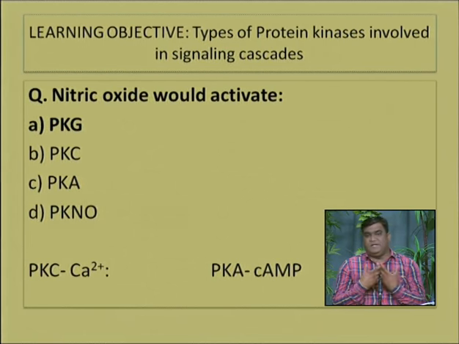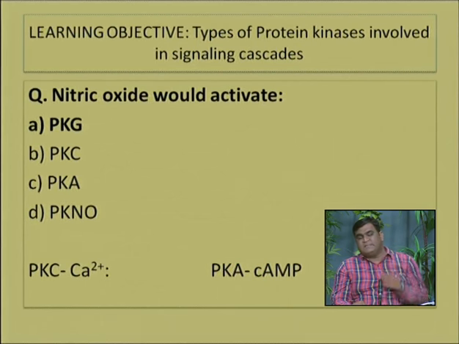Nitric oxide would activate protein kinase G, protein kinase C, protein kinase A, or protein kinase NO. Here protein kinase G is the correct answer. Whenever nitric oxide is serving as a signaling molecule, it will relay its entire process via protein kinase G.